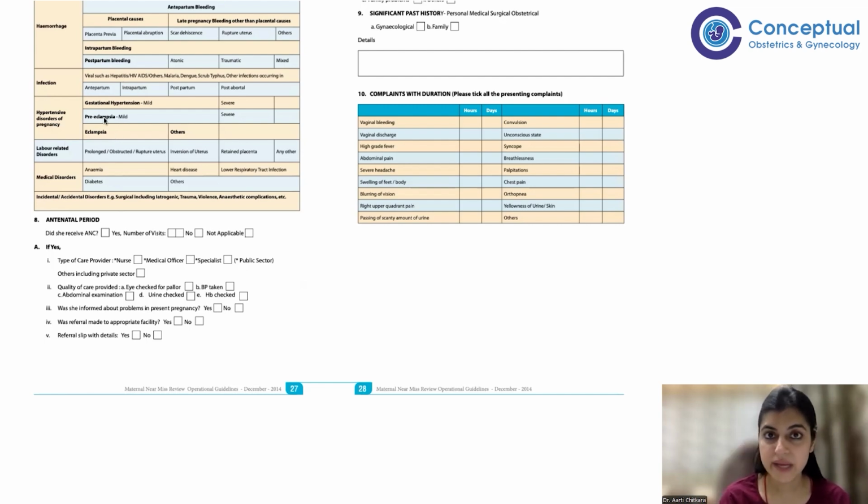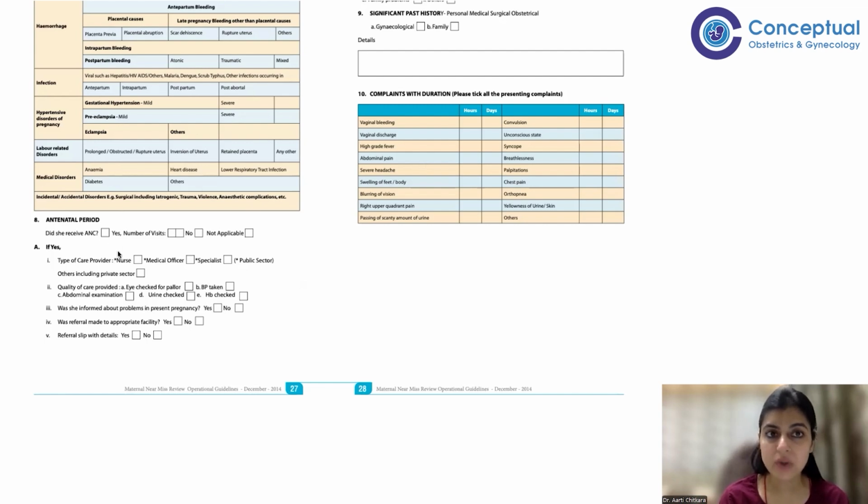Hypertensive disorders of pregnancy, whether it was mild or severe preeclampsia, mild or severe eclampsia, others. Labor-related disorders, whether she had prolonged labor, obstructed labor, ruptured uterus, or an inversion of uterus, retained placenta, or any other labor-related cause. Medical disorders, which could be anemia, heart disease, LRTI, diabetes, and others. So these are the things which are talked about.